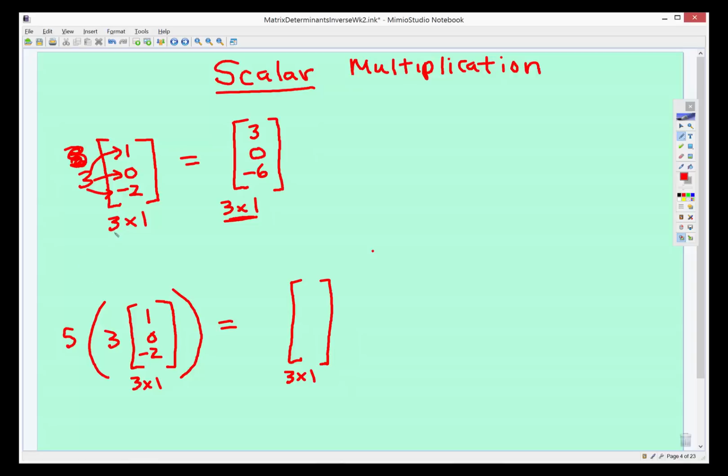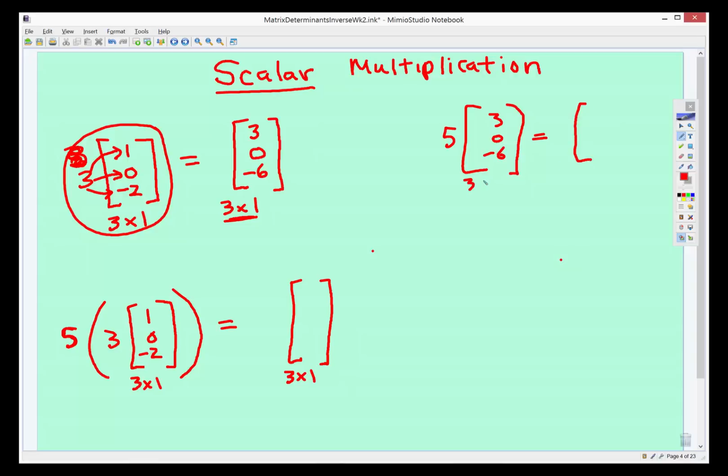So that's all there is to it, and notice I identified the answer matrix. Now, if we put this whole thing in parentheses and put a number on the outside of that, we first could solve the inside one. We have 3, 0, -6. That was 3 times this matrix. And then 5 times that result. And this is a 3 by 1. The answer will be a 3 by 1. 5 times 3 is 15. 5 times 0 is 0. 5 times negative 6 is negative 30.